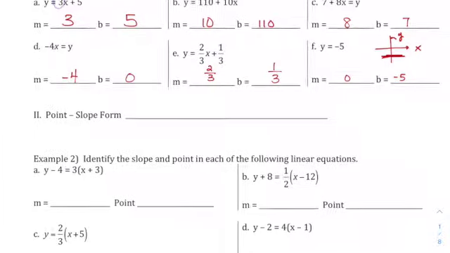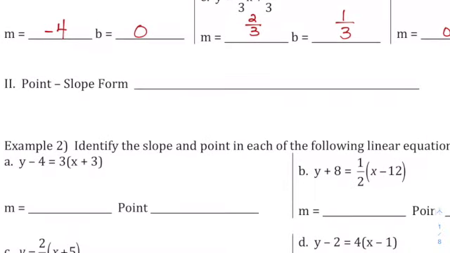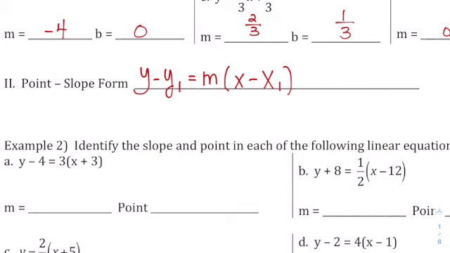Going on to the second one. Second one is point-slope form. And that one is one I'm not sure how much you guys have used before. So that should be y minus y1 equals m times x minus x1. Now when you have that, make sure you understand this.